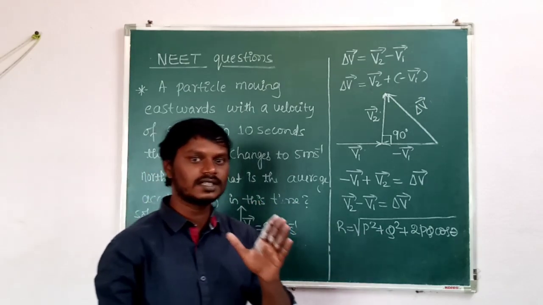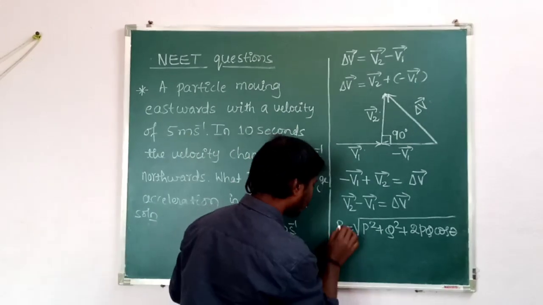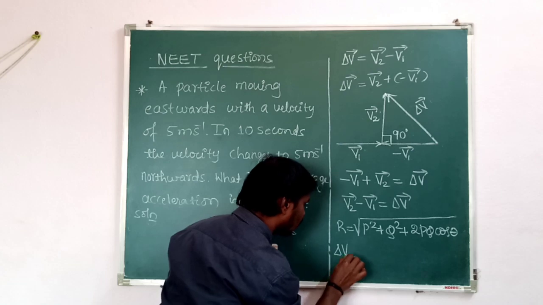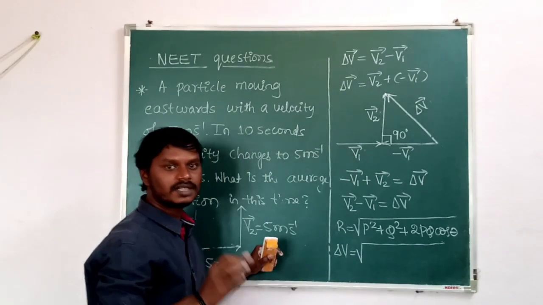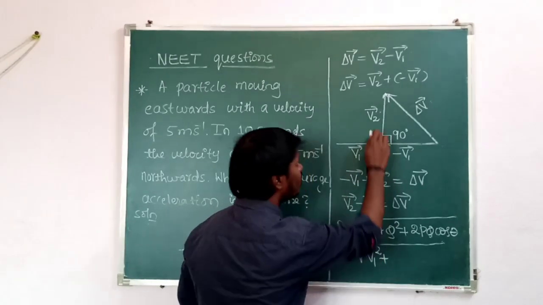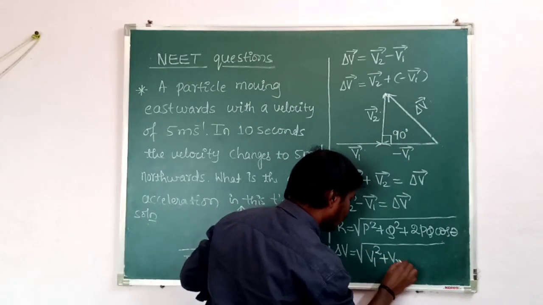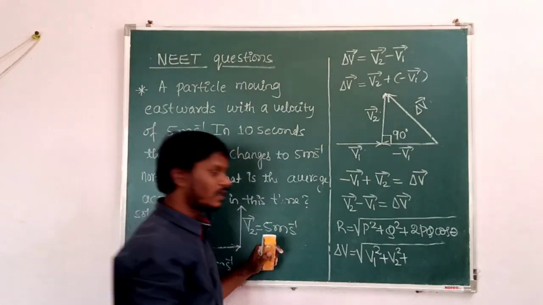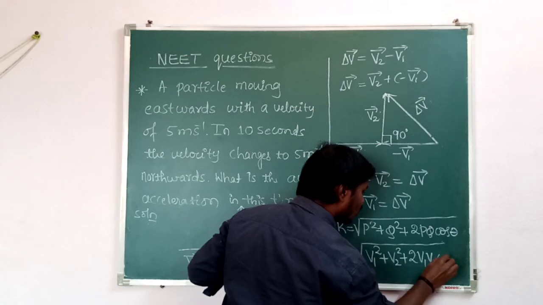We are going to consider the magnitudes but not directions. So R can be taken as delta V. Then delta V is equal to P square, which here is V1 square, plus Q square, which here is V2 square from this diagram, plus 2 V1 V2 cos theta.